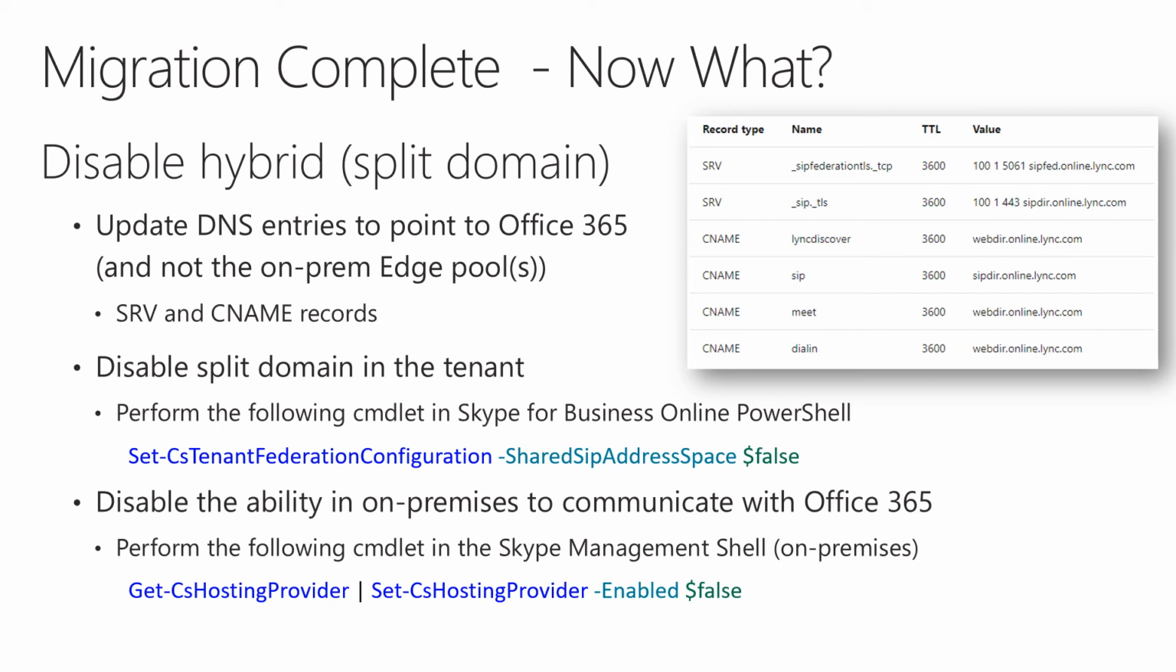This includes various SRV and CNAME records, and you can see an example of that in the screenshot on the right side of the slide. You'll also want to disable split domain in the tenant. So this is a commandlet that you'll run in the Skype for Business Online PowerShell that you can see on the slide here, Set-CsTenantFederationConfiguration. And then finally, you want to disable the ability in on-prem to communicate with Office 365, right? That opposite direction. And that's basically turning off the hosted provider. So you get the output of Get-CsHostingProvider, pipe it to Set-CsHostingProvider, and set Enabled to false.